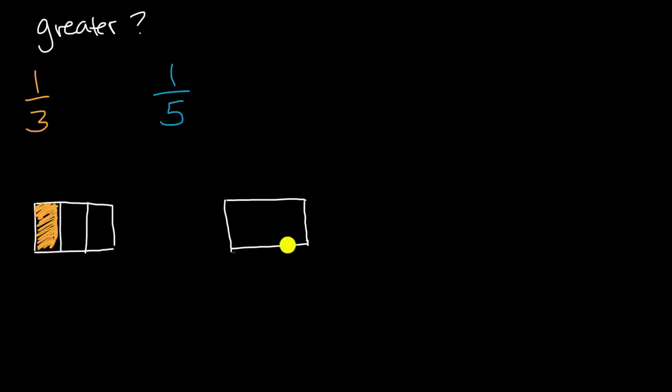Now, what about 1/5? Well, then I would try to divide this into 5 equal sections. So 1, 2, 3, 4, and 5 equal sections. And so 1/5 would be just one of these fifths. So it would be that right over there. So when you compare it like this, what's larger, 1/3 or 1/5?